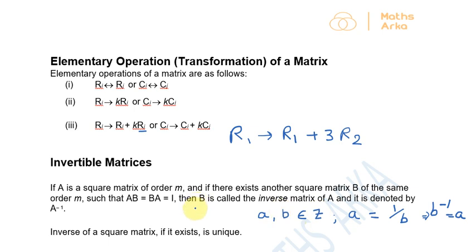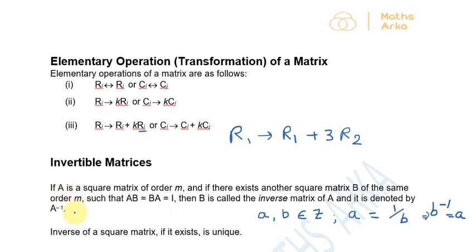In a similar sense, when we multiply these two matrices A and B, we get the identity matrix. In the integer world, 1 is the identity element, and in the matrix world, the identity matrix is the identity element. So it is similar. Here we had AB is equal to 1, and here also AB is equal to I, since I is the identity element. So this is how we find the inverse.